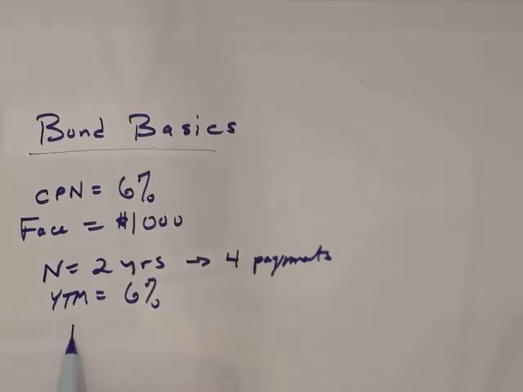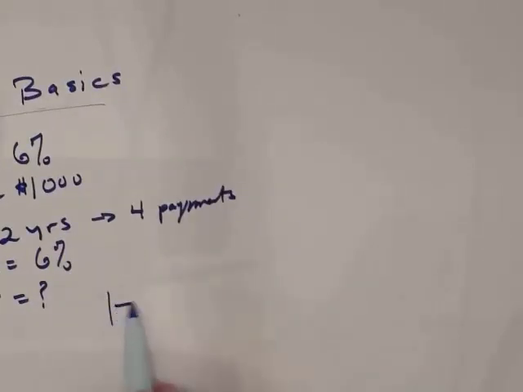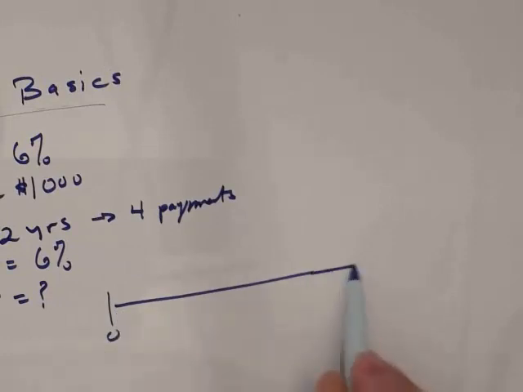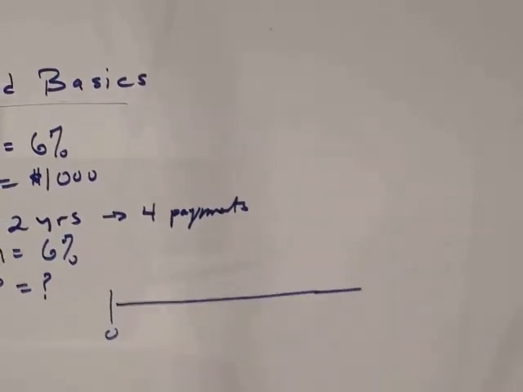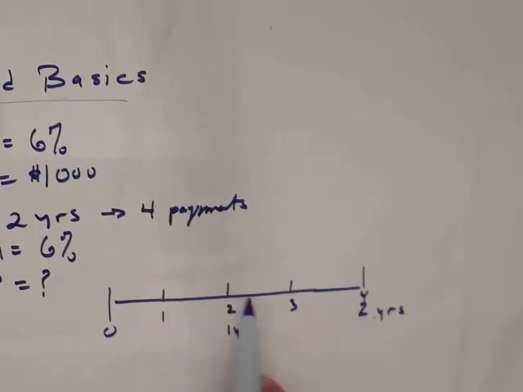Now the goal here is to figure out the price of the bond. So given this information, how do you determine the price of a bond? Well, the first thing you do when you have these short bonds, meaning short time periods, is you can map it out on a timeline. So here is 2 years, and then here's the first 6-month period, here's the second 6-month period, third, and here's the fourth here.